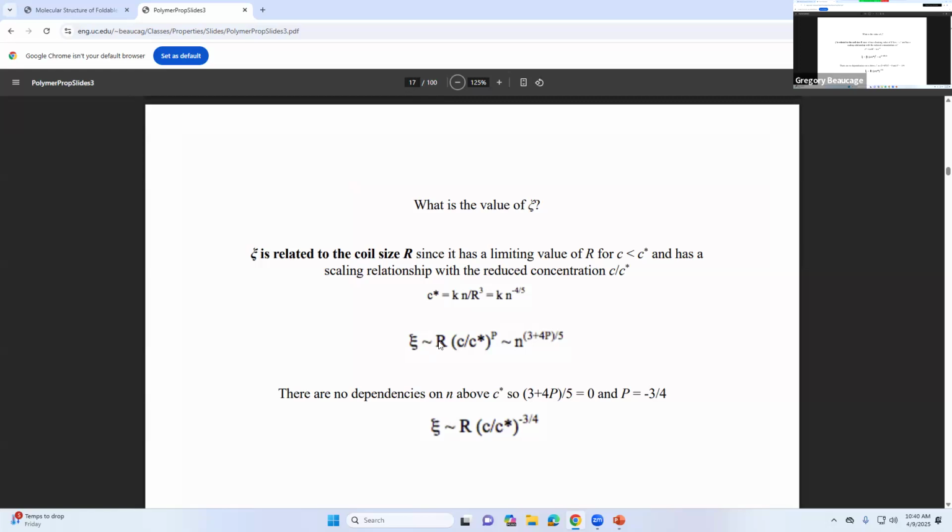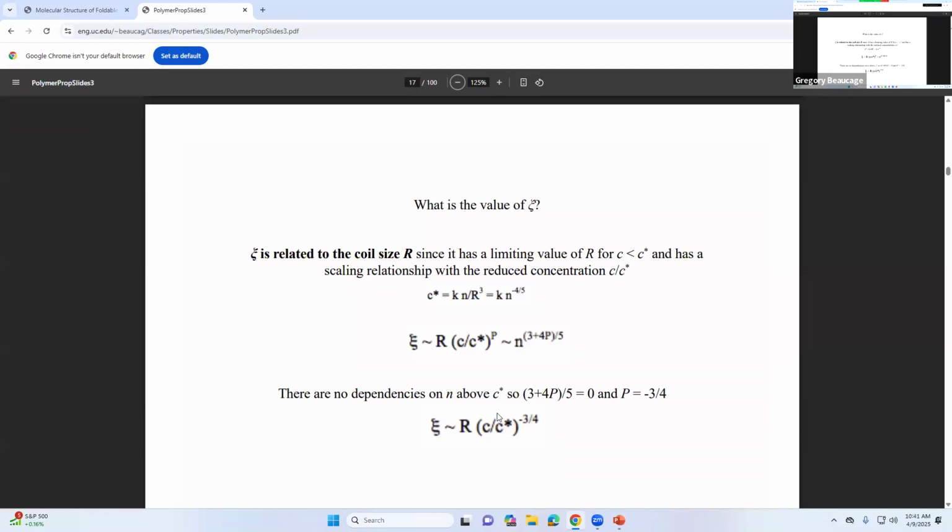So you say it's P. You know that R goes as n to the 3/5 because it's a good solvent chain. Then C doesn't depend on molecular weight, and C star depends on n to the -4/5. So you have 4 times P, and then (3 plus 4 times P) over 5 gives you the dependence on n, but this can't depend on n. There's no dependence on n, so you can get what P is, the power of the concentration. You set this to 0 and solve for P and find out it's -3/4.